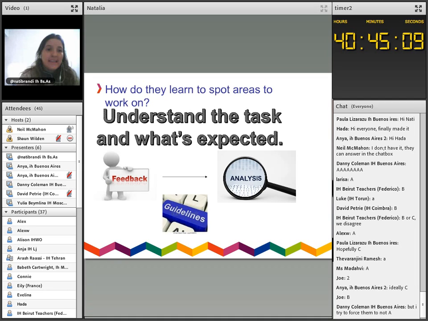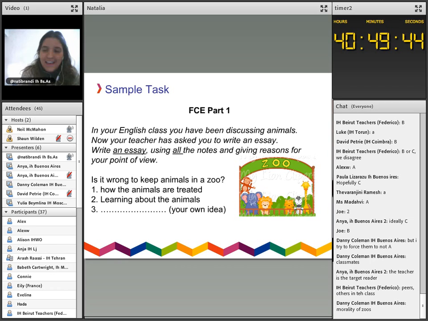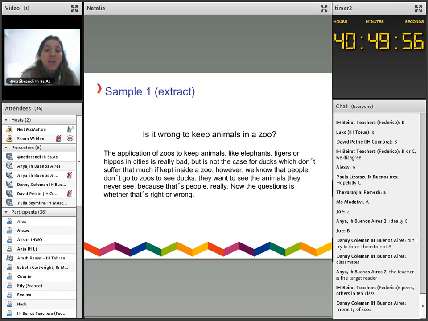Danny doesn't try to force them not to do A. Good. Classmates, the teacher's a target reader. Yes, that's right, Anya. And, well, the main topics are the ones you can see there. How animals are treated in zoos, and how the zoo can learn about animals, and then they need to develop their own idea as well.